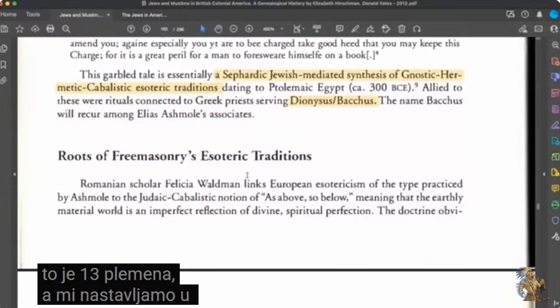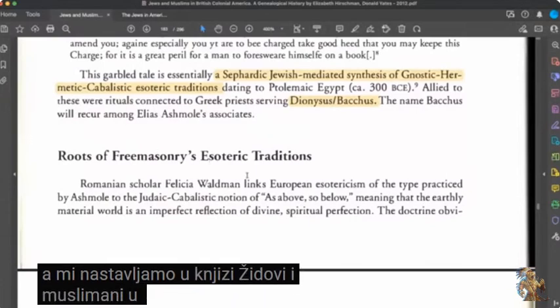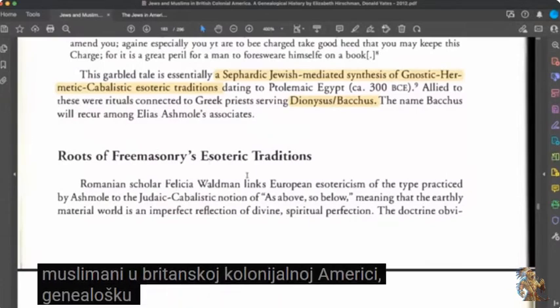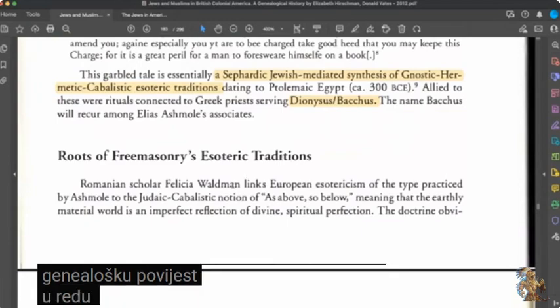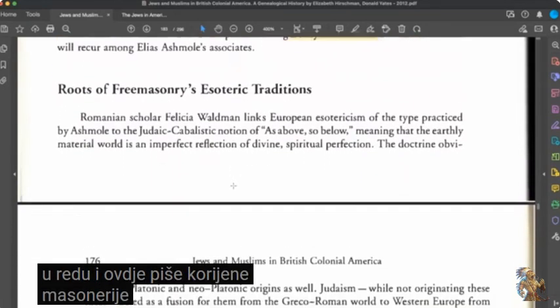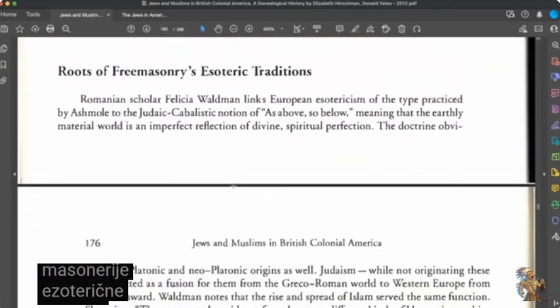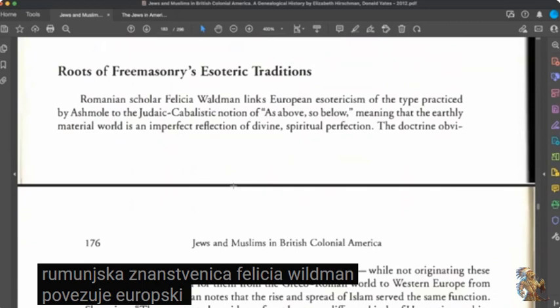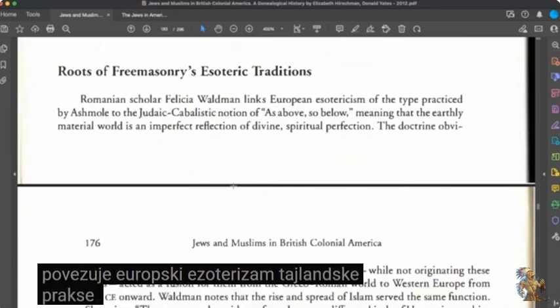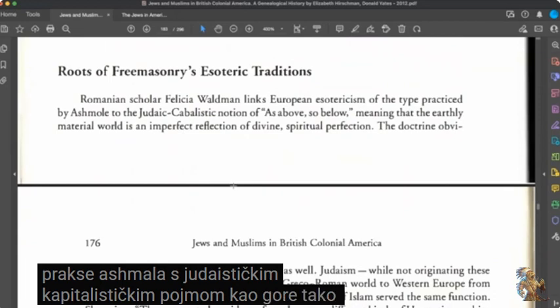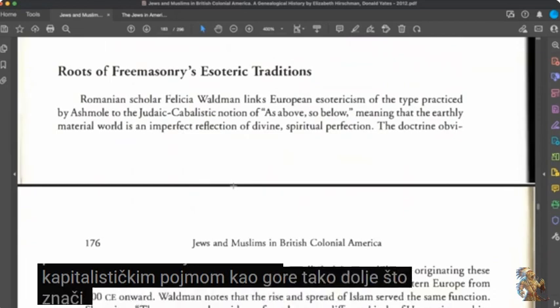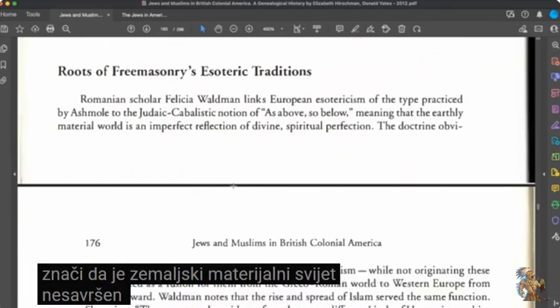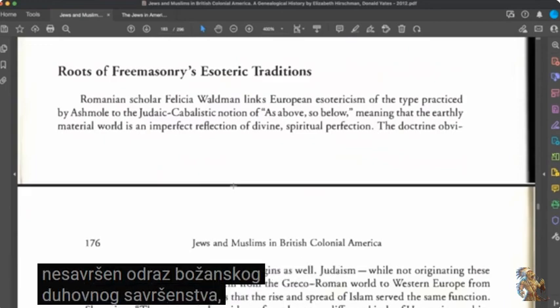And we continue in the book Jews and Muslims in British Colonial America, a genealogical history. Okay, and it says here, roots of Freemasonry's esoteric traditions. Romanian scholar Felicia Wallman links European esotericism of the type practiced by Ashmole to the Judaic Kabbalistic notion of as above, so below, meaning that the earthly material world is an imperfect reflection of divine spiritual perfection.